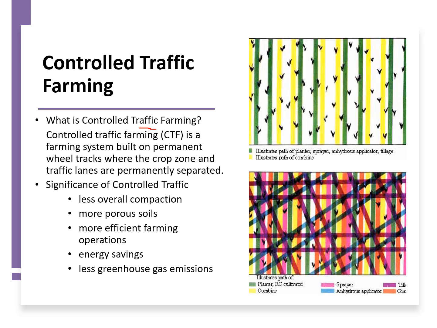Controlled traffic farming is a farming system built on permanent wheel tracks, where the crop zone and the traffic lanes are permanently separated. So the lanes of crop production and the wheel lanes are permanently settled. Normally they are very straight lines, by using the remote sensing and satellite information.